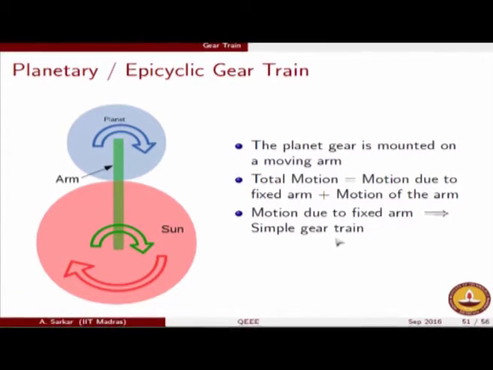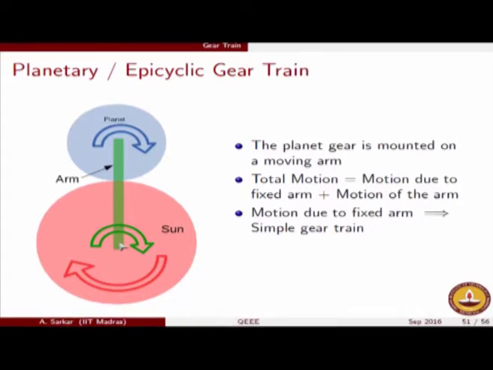So this being true, what we know for sure is that the motion due to the fixed arm, that is, the motion relative to an observer who is seated on the arm, is something we have already understood. If the arm is fixed, then this is just a simple gear train, and we know everything about its analysis. So the motion due to the fixed arm should be quite trivial at this stage.